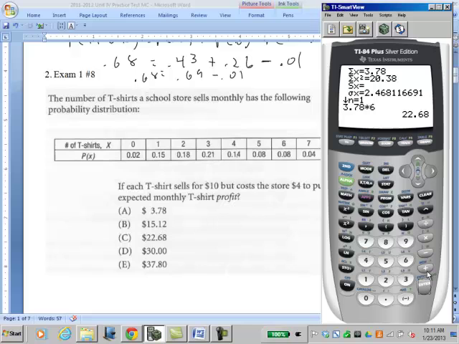Okay? Any questions? So the expected profit per t-shirt is $6. You sell them for 10 and you buy them for 4. And on average, you're going to sell $3.78 per month. Okay? Clear? All right. Number 3.